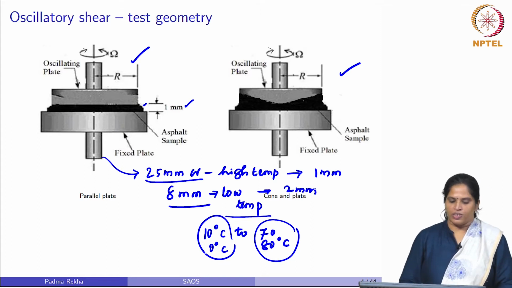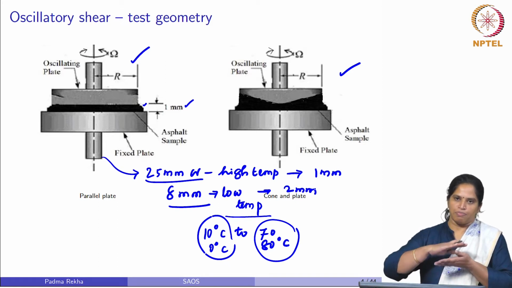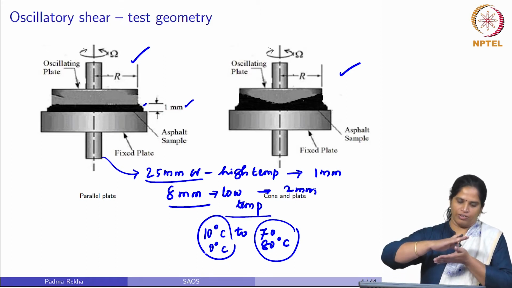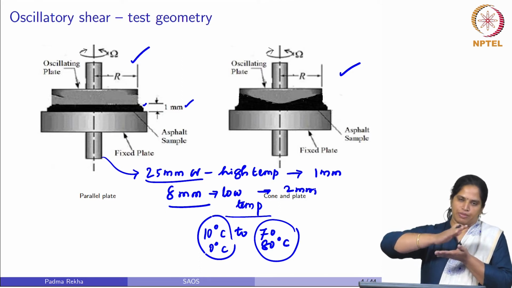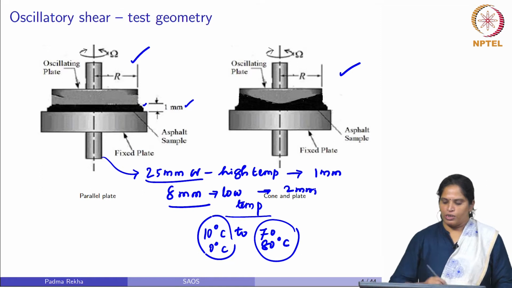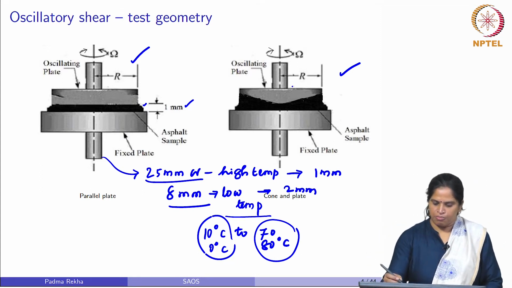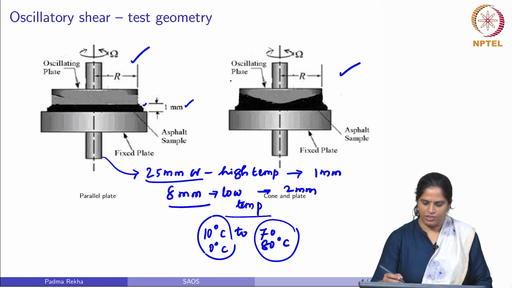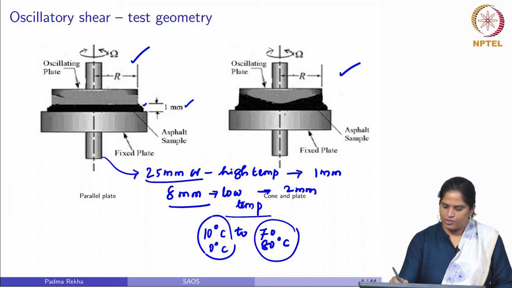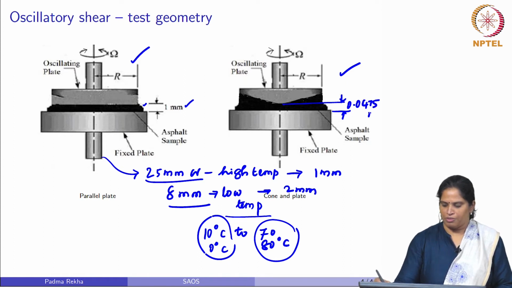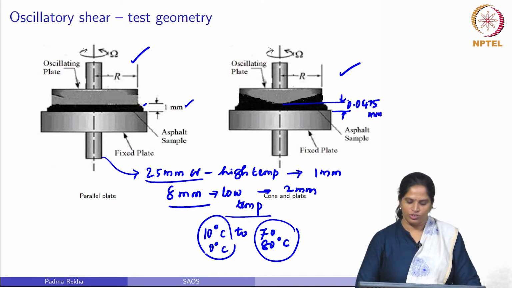Oscillatory shear is nothing but subjecting a sample to a shear flow. We keep a sample between two plates, and we oscillate both plates or only the top plate in a specific pattern. In a cone and plate geometry, you see the top system is a conical structure, and since it is a conical assembly, the gap here is limited. It will be in the order of microns, maybe 0.0475 mm.